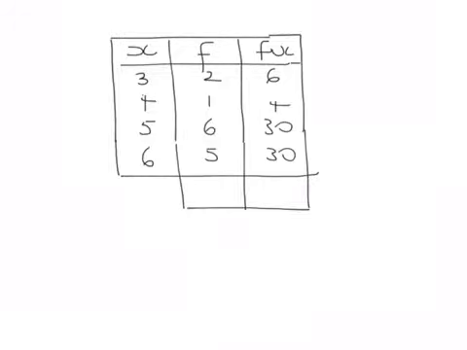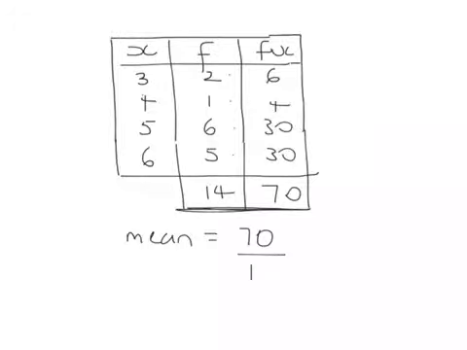Now these two boxes down the bottom here are for the totals of those columns. So the frequency, so 2 plus 1 is 3, 9, 14. So there's 14 scores all up. And if I add the next column, 30, 60 is 70. Now what that does for us is allows us to find the mean without having to write all those out. So it's the scores added up divided by how many scores there are. And that happens to be 5. So the mean of these scores is 5.